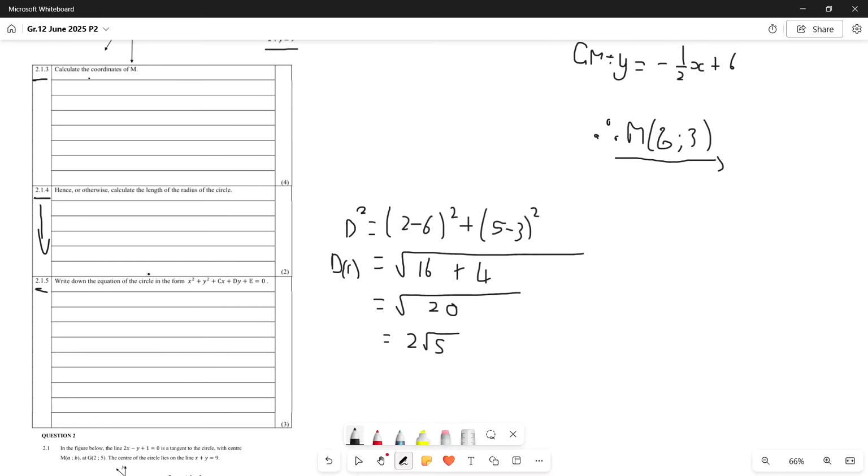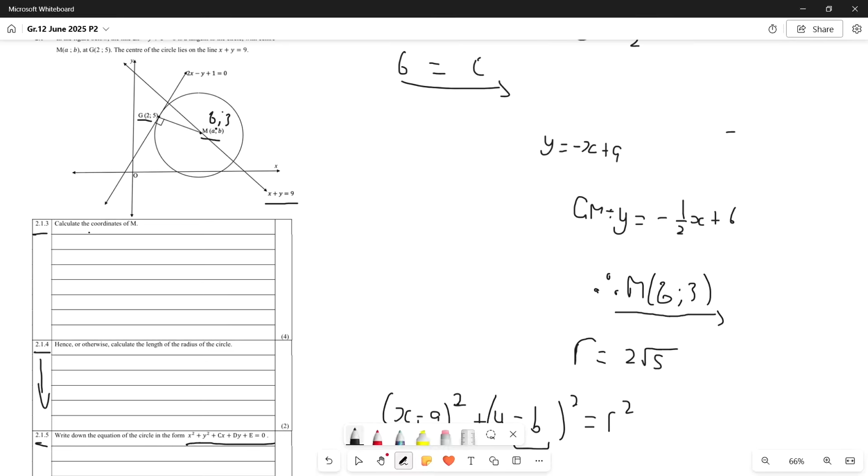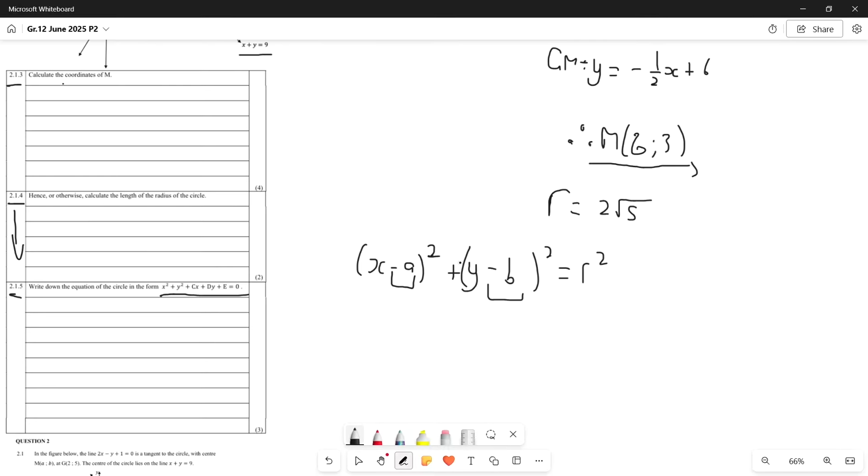2.1.5, write down the equation of the circle in the form x squared plus y squared plus cx plus dy plus e equals 0. So just 3 marks. They're asking for a specific form, but a reminder that on our formula sheet, we have the equation of a circle. So x minus a squared plus y minus b squared equals r squared. So we just calculated r, and then once we plug in our a and our b, a reminder that our a and our b was this guy and that guy, as well as the r, and we FOIL everything out, we can move everything to one side, and then we will have it in a form like this.